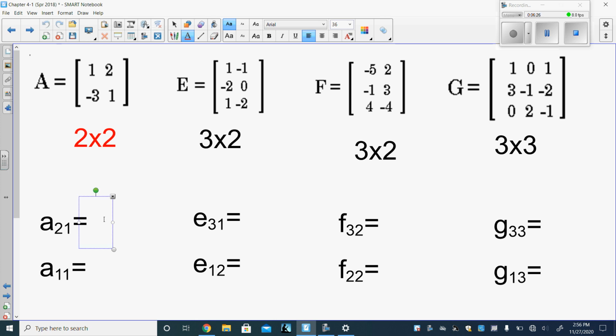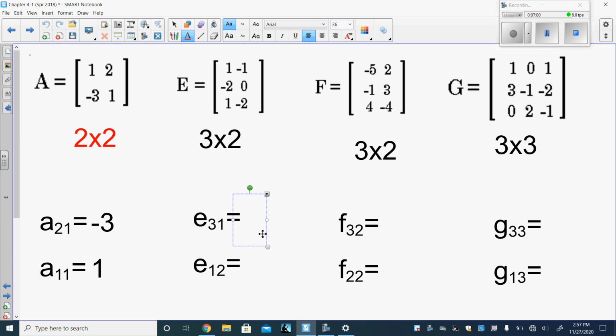Now let's look at this here, A21. So little a tells me I'm talking about the element. 2, 1, so the 2 is telling me I'm in row 2, and the 1 is telling me I'm in column 1. So I go down to row 2 and column 1, and that one would be -3. Now the other one that it asked for was A11. So the 1, 1 is talking about column 1, row 1, or row 1, column 1, which would be 1. And that's all we have to do for this here.